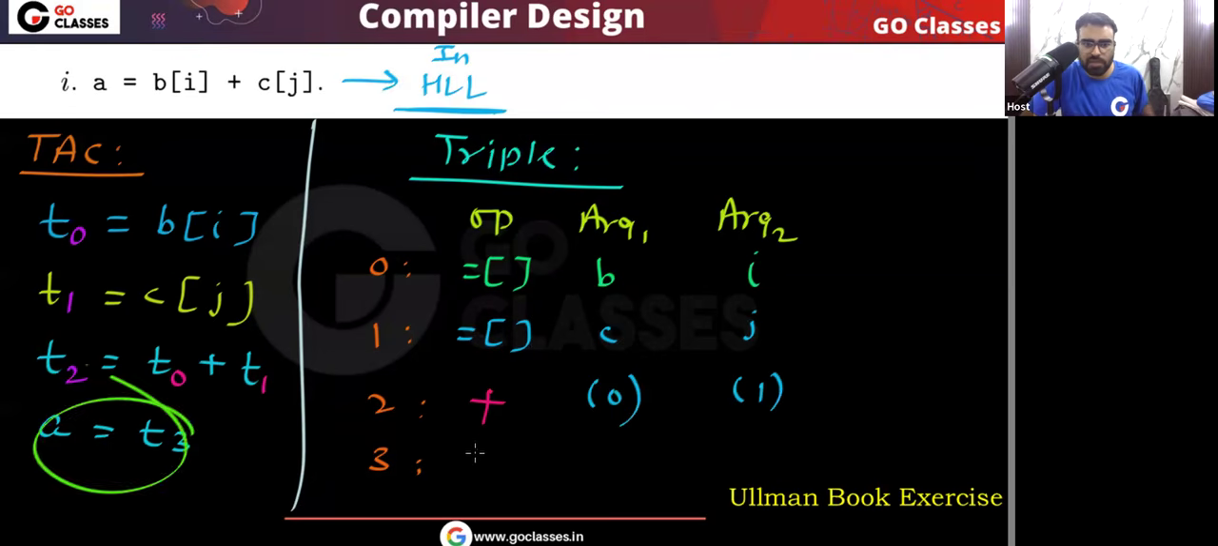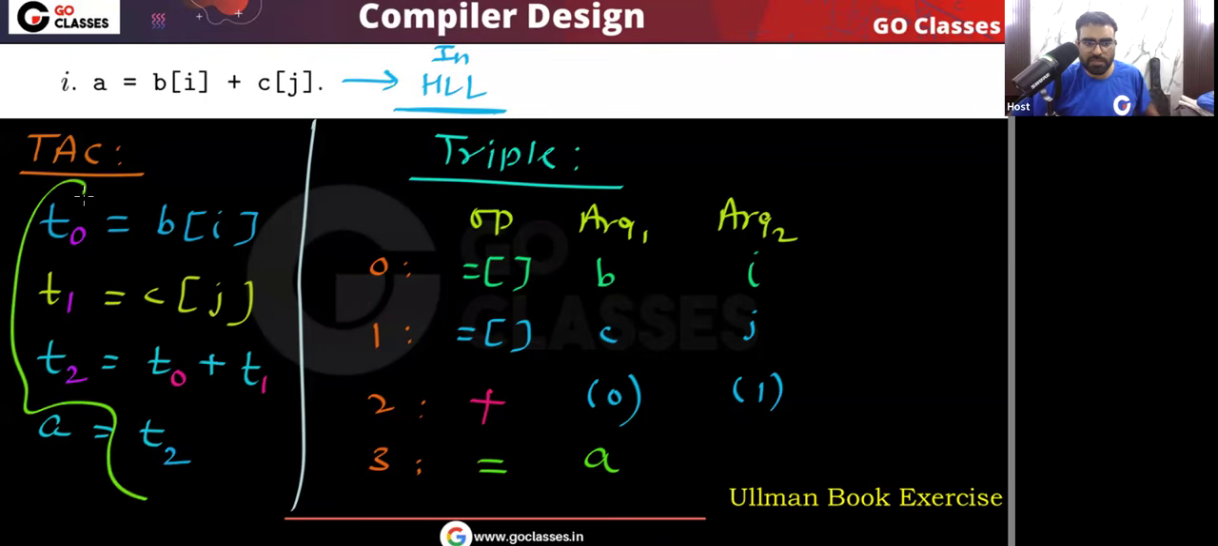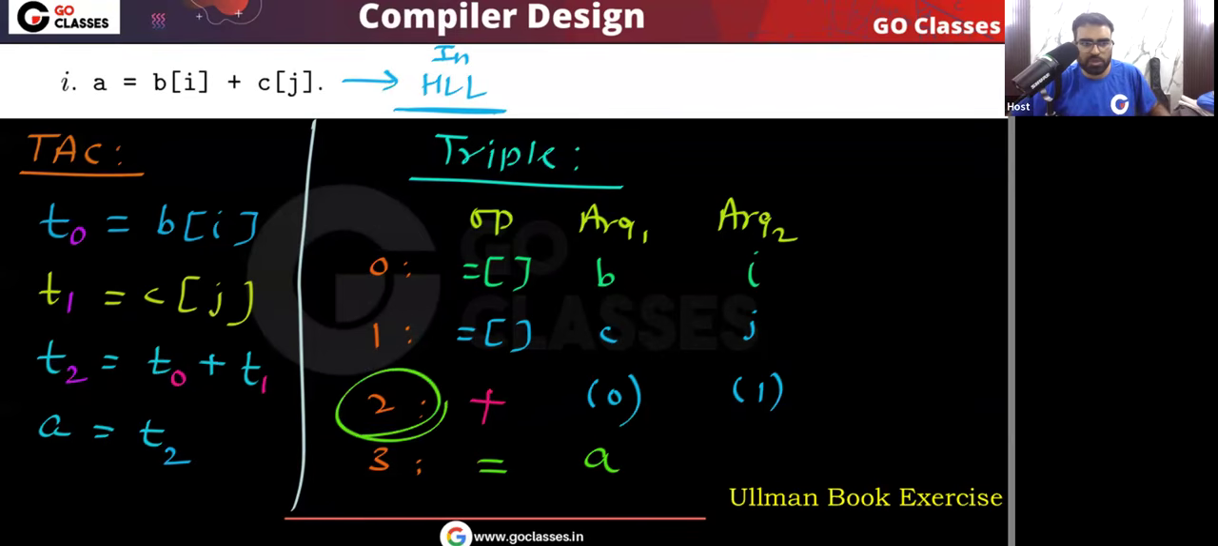Now, what about this instruction? Here you can see the operator is assignment now. This A will be argument 1, and this T3. T3 means what? Sorry, actually, this will be T2, because we are numbering these temporary variables from 0 onwards. So this will be T2. So you can see the operator is assignment, this will be the argument 1, and what is the argument 2? Argument 2 is T2. T2 means this position 2. So that's it. This is the answer. I hope you understood. So this is the triple representation.